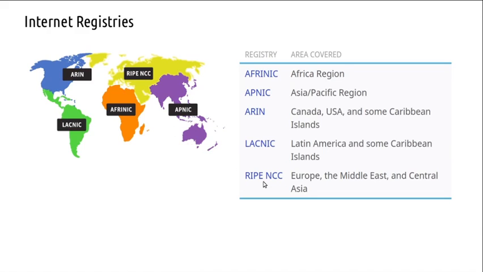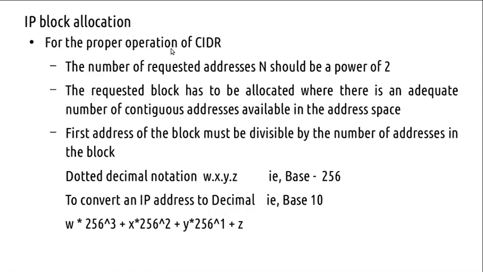So this is RIPE. RIPE NCC is the European registry. Okay, I don't know what the abbreviation stands for. So we are in Asia Pacific. So allocation usually is done in blocks of 2.